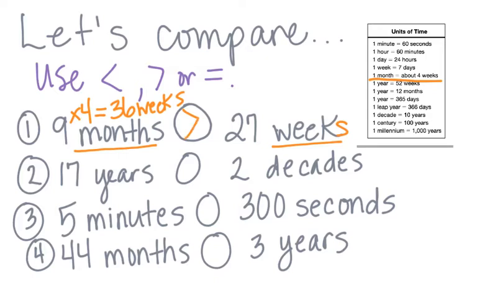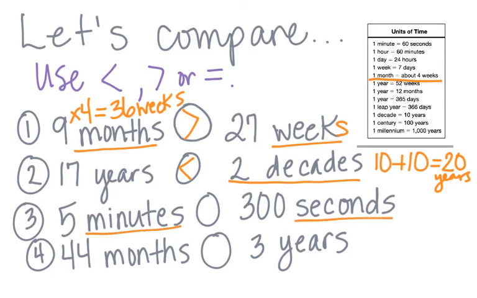Number 2, how many years are in 2 decades? Well, 1 decade is 10. So if I have 2 decades, I have 20 years. So 20 years is greater than 17. 17 years is less than 20 years. Number 3, we're comparing minutes and seconds. I'm going to take the minutes and change it into seconds. I know that there are 60 seconds per minute. So 5 times 60 is 300. 300 seconds and 300 seconds are equal. So 5 minutes is exactly the same as 300 seconds.